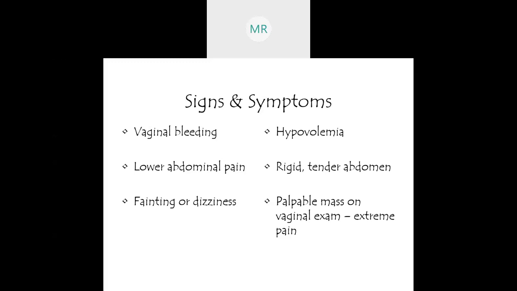Okay, signs and symptoms. So there's vaginal bleeding, there's lower abdominal pain, usually it's very sharp and it's one-sided. There could be fainting or dizziness, there could be hypovolemia, she could be having a rigid, tender abdomen, and on exam, there's a palpable mass, okay, with extreme pain. So she could be hypotensive, she could be tachycardic, she could be very pale, and this could lead to her hemorrhaging, being in shock, or even having peritonitis if it ruptures.